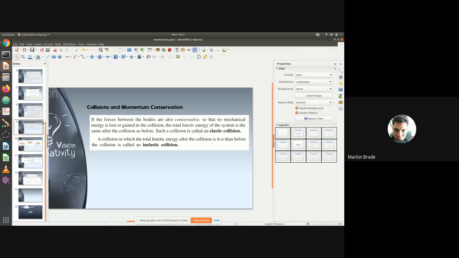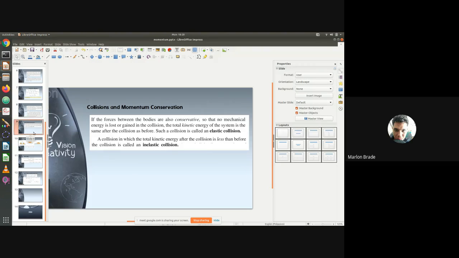An elastic collision happens if all the forces involved after they collide are conservative. In that case, your initial kinetic energy is equal to the final kinetic energy. If your kinetic energy before the collision is much greater than after the collision, then we say that it is an inelastic collision.